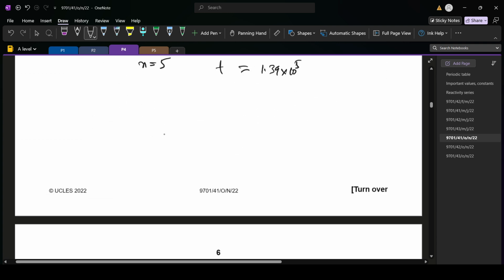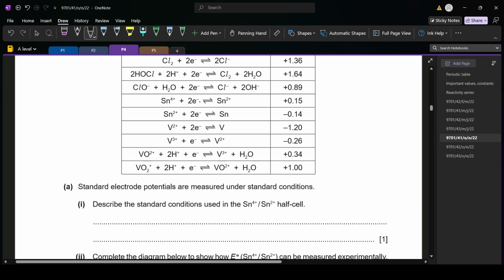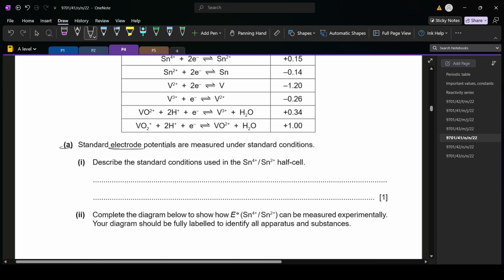Okay, moving forward, question number 3. Data should be selected from table 3.1 in order to answer some parts of this question. Now part A. Standard electrode potentials are measured under standard conditions. Describe the standard conditions. So in this half cell, standard conditions are 1 mole per dm cube, and the temperature should be room temperature.